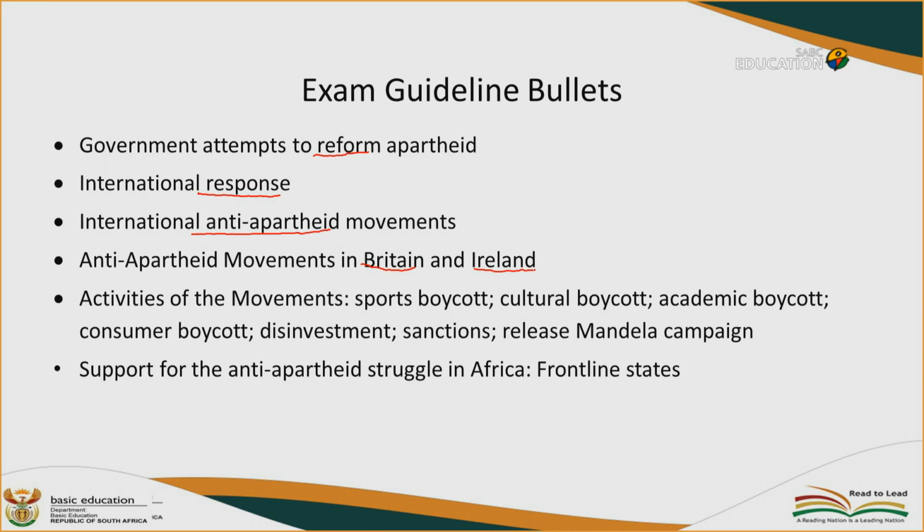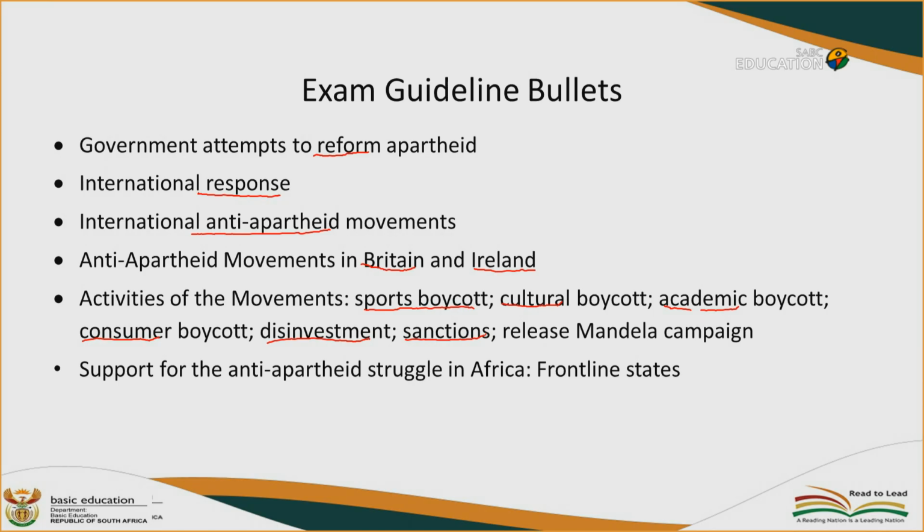We would be looking at the activities of the international movements, especially the British apartheid movement. Some of the activities of these movements were the boycotts, like the sports boycott, the cultural boycott, the academic boycott, consumer boycott, disinvestment, and sanctions. These are the activities that we will be focusing on that impacted negatively on the apartheid government.